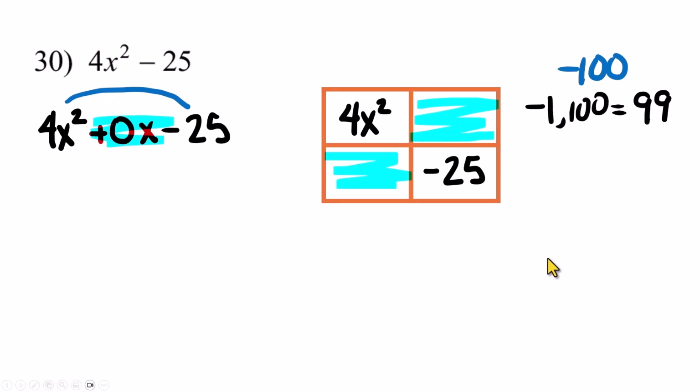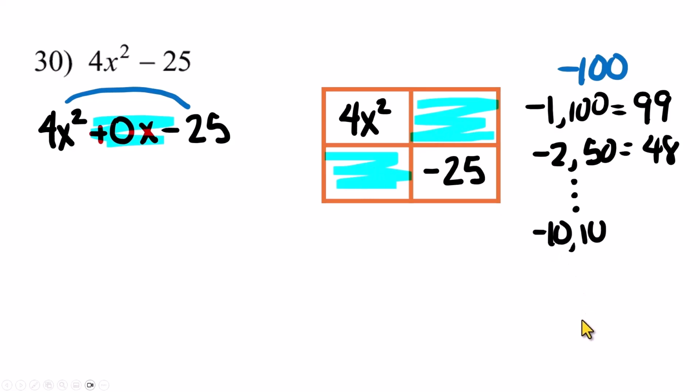So let's run our list. Negative 1 times 100 is 99. Negative 2 times 50 is 48. And I know you probably have already figured this out. Whatever the numbers are, they have to be the same. So it's got to be negative 10 and 10. That's the only way you get a 0. So negative 10x and 10x.